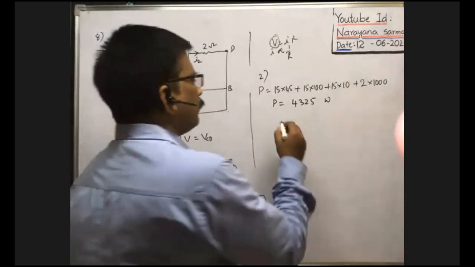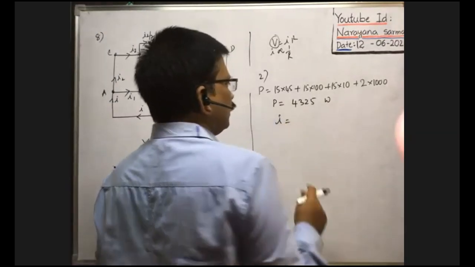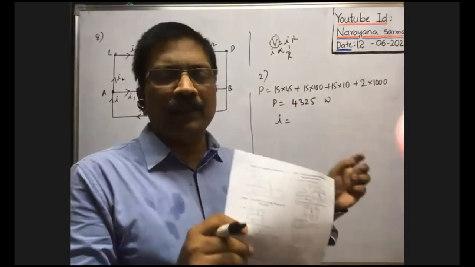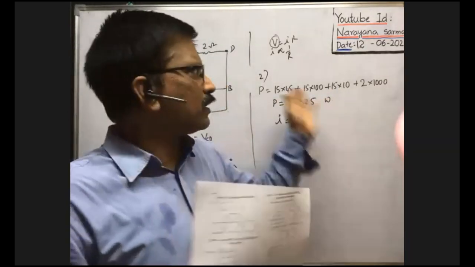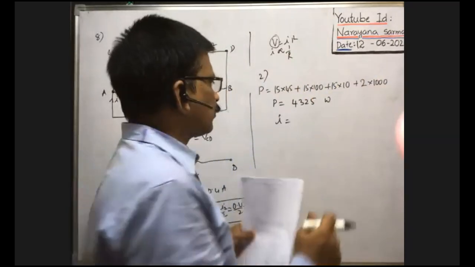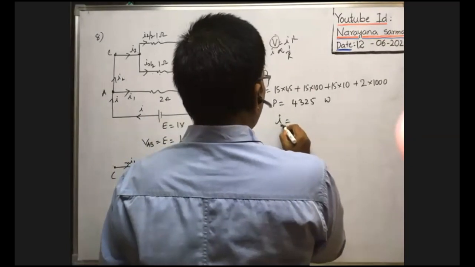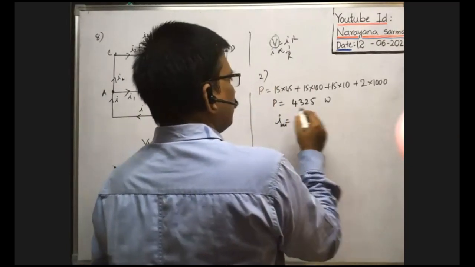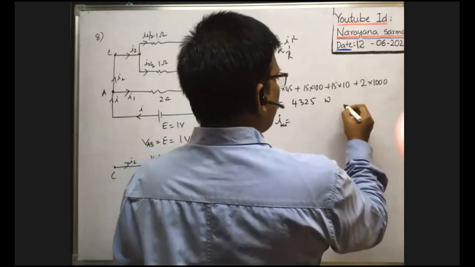So what is the current passing through the fuse wire? Because of this power consumption, whatever current is supplied by the mains will pass through all these devices. That is the current passing through the fuse wire also. That's why the minimum current passing through the fuse wire is given by the relation, where the source voltage V is already given.